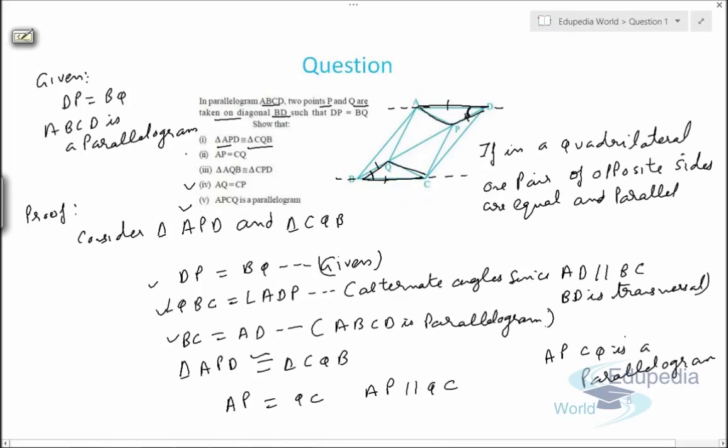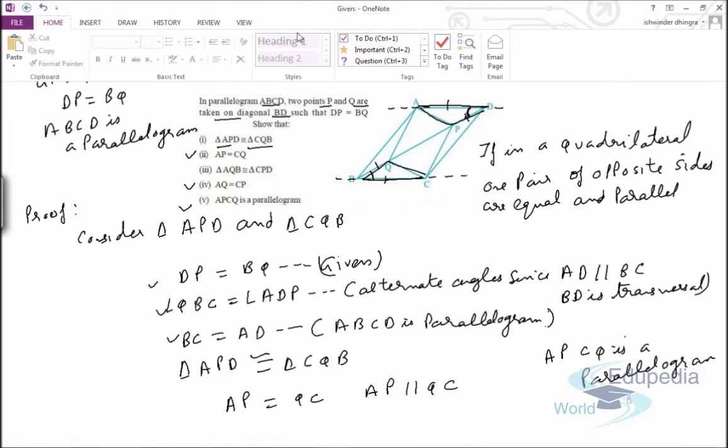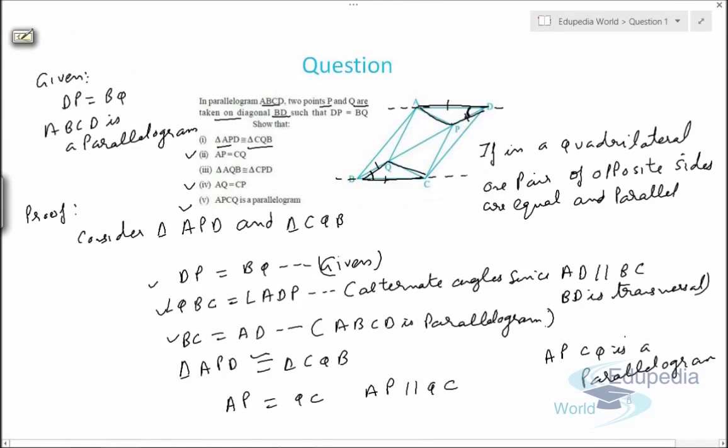Now we need to prove that triangle AQB, means this triangle, is congruent to triangle CPD, this one. Let's see how we can prove this. If you see properly, this side equals this side because ABCD is a parallelogram, and this side is also equal to this side since APCQ is a parallelogram. We have proved that over here. And this side BQ equals DP, it's given. So we can say that these two triangles are congruent by SSS.